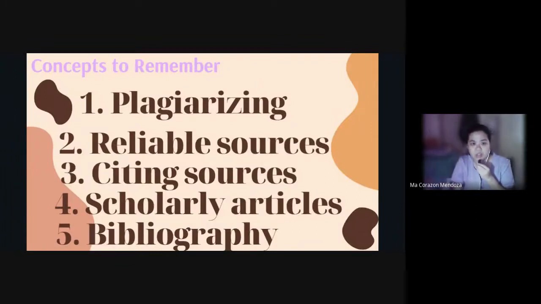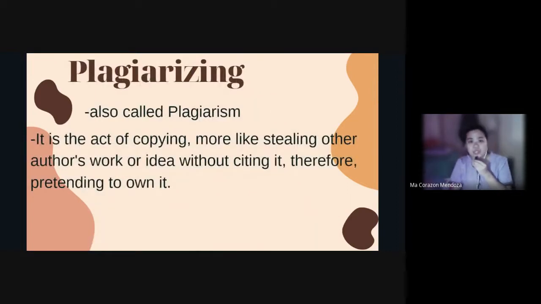So here are the concepts to remember from the activities that you answered in what I know and in what's in. So we have 5 concepts to remember. We have 1, plagiarizing, 2, reliable sources, 3, citing sources, 4, scholarly articles, and 5, bibliography. Now let us go over them one by one. We have plagiarizing. So, class, please read what is plagiarizing.